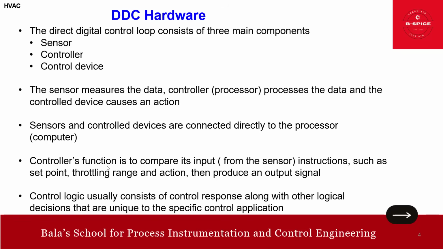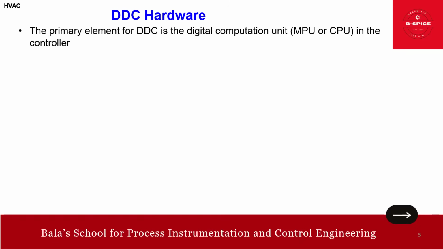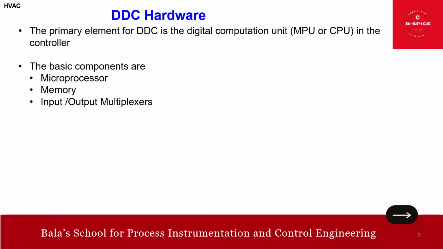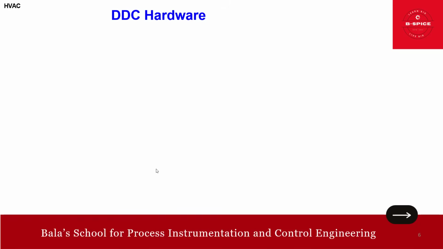This is about the control hardware, DDC hardware. Here, I want to also update you. The primary element for DDC is the digital computation unit. We call it an MPU or a CPU. So what are the main subcomponents inside? Microprocessor, memory, input output multiplexer, analog to digital and digital to analog converter, then communication port. So these are the main components, right, friends? Hope it is clear.